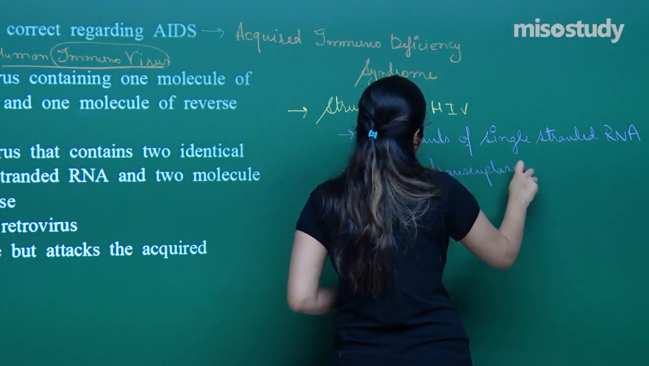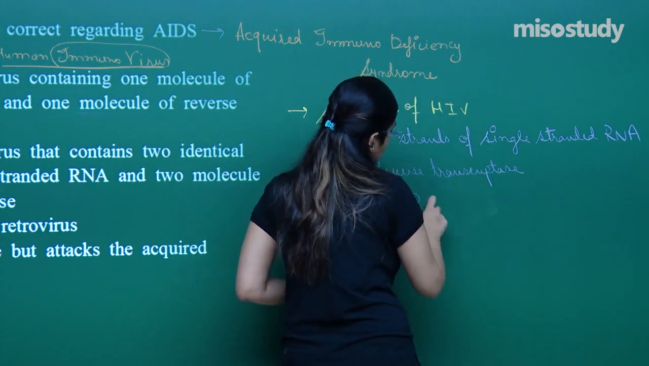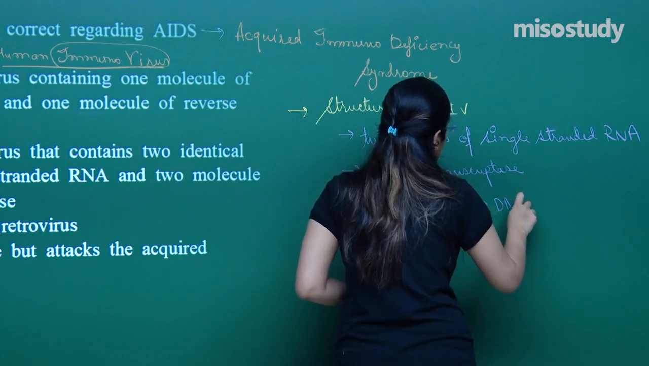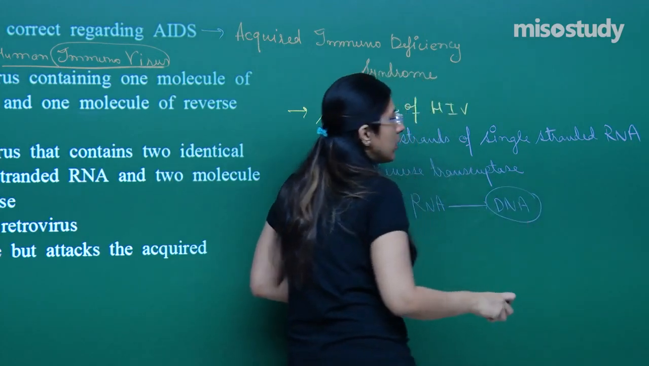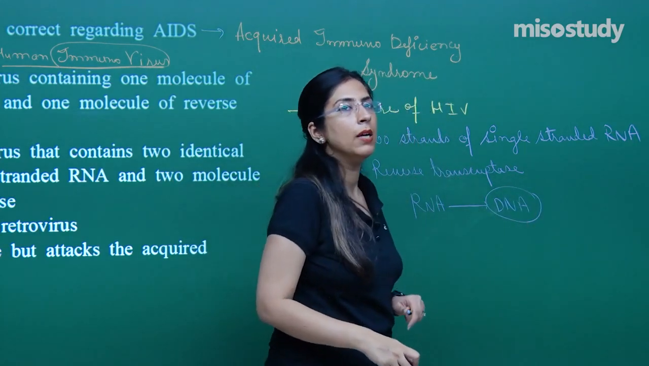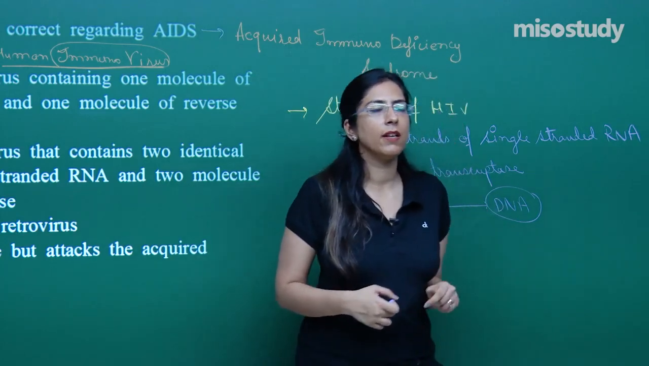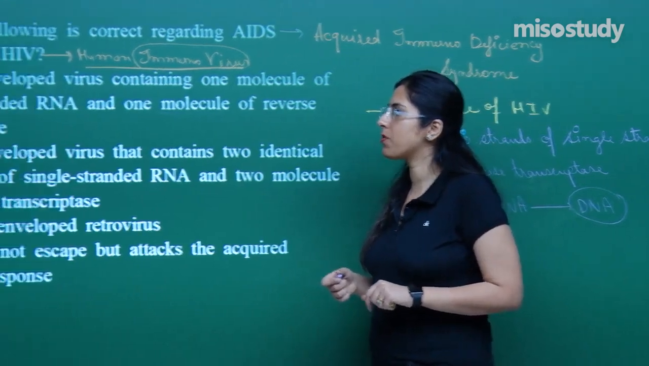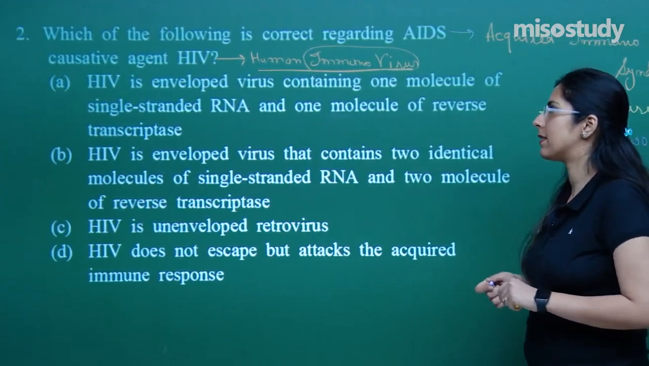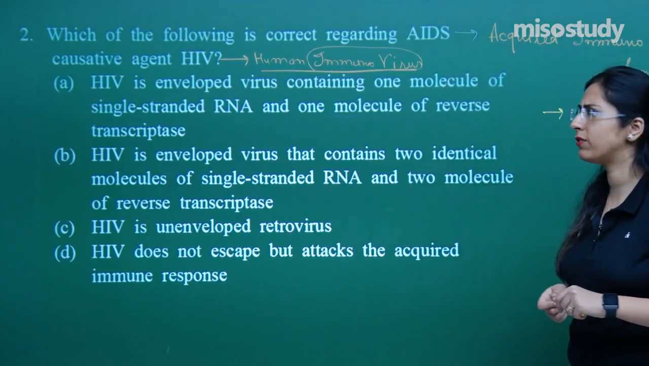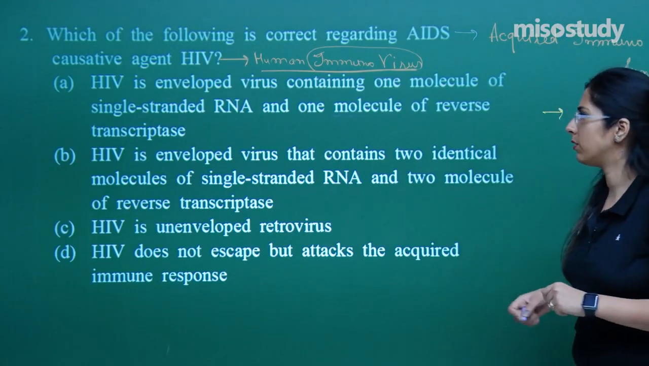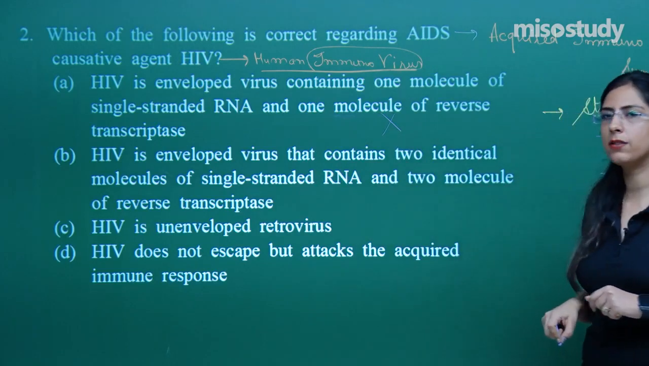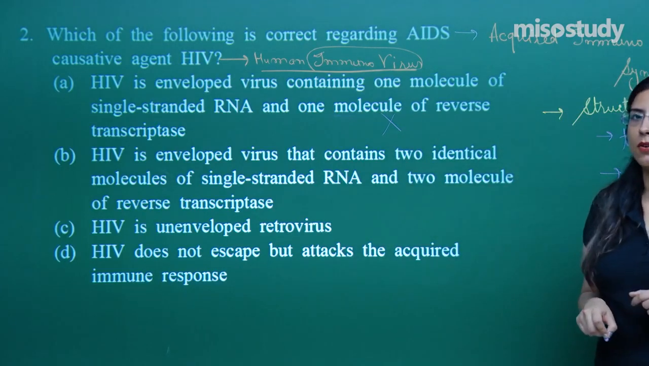Now, what is the function of reverse transcriptase? To convert this RNA into DNA, and this DNA incorporates into the host genome. When it incorporates into the host genome, it can bind anywhere and hamper the whole immune system. Now let's come back to the first option. HIV is an enveloped virus containing one molecule of single stranded RNA. Yes, it is an enveloped virus, but no, this is a wrong option. It doesn't have one copy, it has two copies.